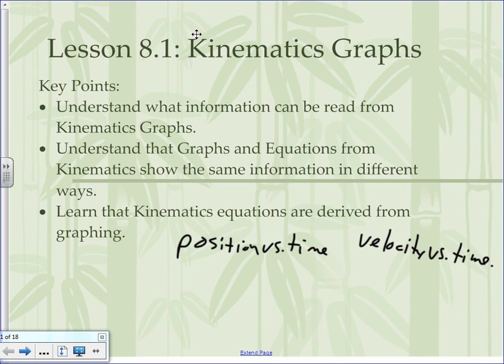So we're looking at something we call in physics graphical analysis. All right, so we're going to understand what kind of information we can get from those two graphs. Look at how the graphs that we're using are actually where the equations on your formula sheet come from. We kind of looked at that a little bit just briefly the other day with our position time graphs.